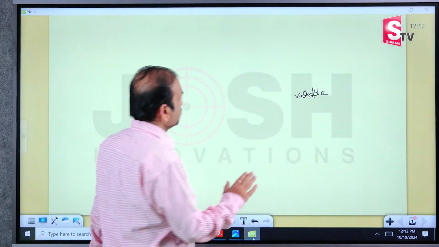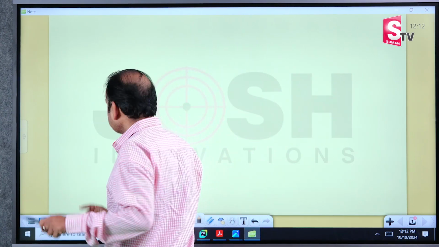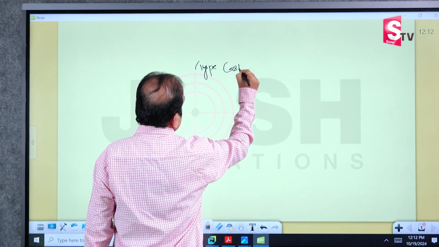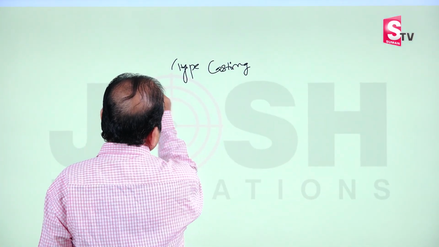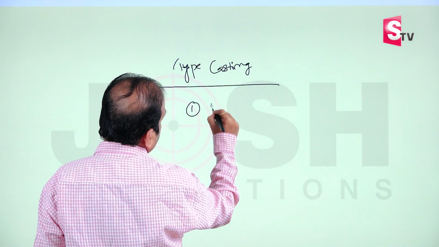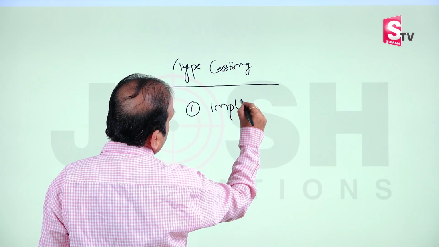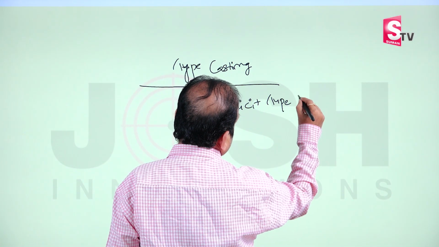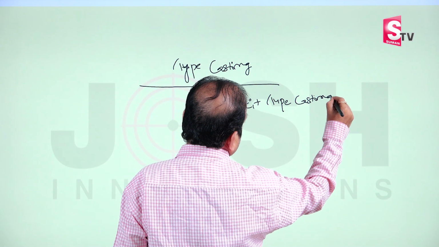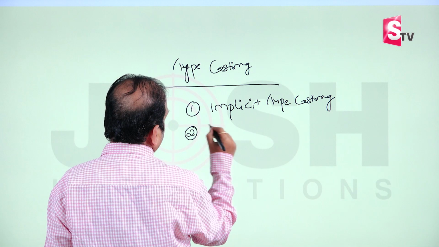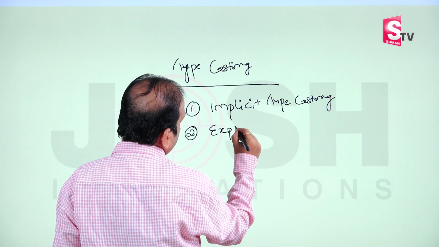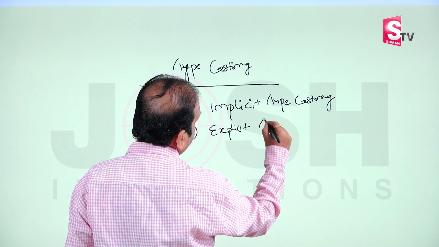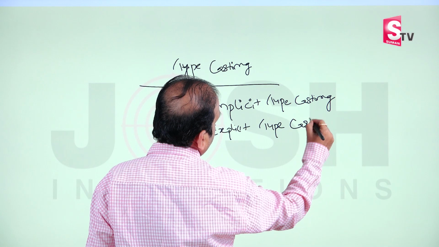Yes. Now next is typecasting, or you can say type conversion. See, in typecasting there are two types. One is implicit typecasting, and the second one is explicit. So we'll discuss what is implicit and what is explicit. What is the difference between implicit typecasting and explicit typecasting?